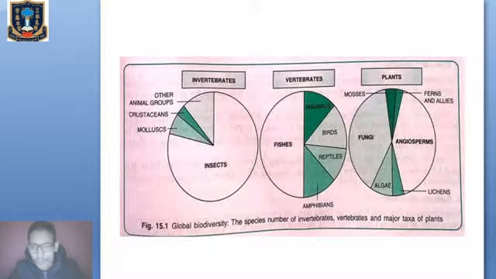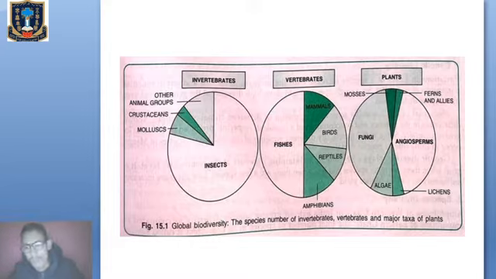Now we'll look into the global biodiversity index of invertebrates, vertebrates and the plants. This is very, very important. You have to know this. Actually, in this pie chart you have to see the accurate number of species that have been discovered, so we have to go through it in detail. It shows the species numbers of invertebrates, vertebrates and plants. The major portion in case of invertebrates is occupied by the insects, then by other animal groups, then molluscans and crustaceans. Among the vertebrates, it is the fishes that occupy the major position, with the highest number. Then we have amphibians, mammals, birds and reptiles.